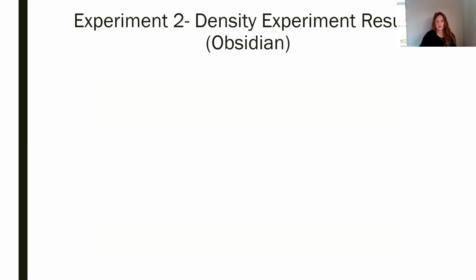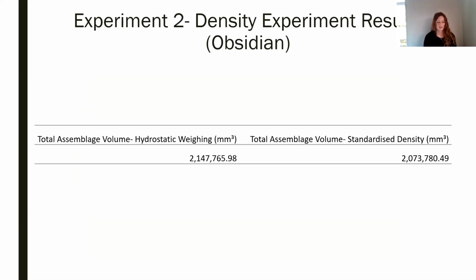For the overall calculation, again, if we contextualize it, this provides a difference of 73,985 millimeters cubed between standardized and non-standardized density. Again, while this may seem like a large difference, if we again treat the volume calculated using hydrostatic weighing as an accurate modeled assemblage volume and the standardized density as the total assemblage volume, this provides a volume ratio of 1. Again, despite the differences in total assemblage volume, this still provides an accurate volume ratio.